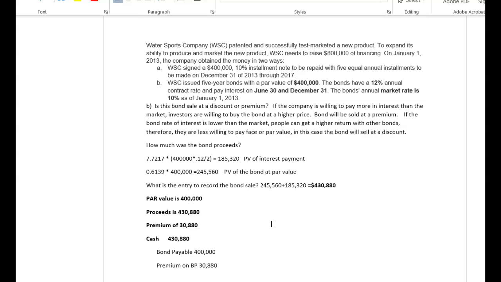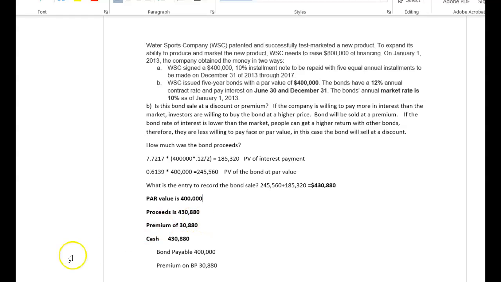If the bond rate is lower than the market, people can get a higher return from other bonds. They're not likely to pay the face value of their bond, and it's more likely going to be sold at a discount. And here are the numbers and how we've calculated it. We said, okay, the rates of interest are different, and the rate that the organization is willing to pay is higher than the market, and it proved in calculation that the bond was sold at a premium, because as you can see, the proceeds, the money that the company received at the time of the sale, was higher than the par value of that bond.